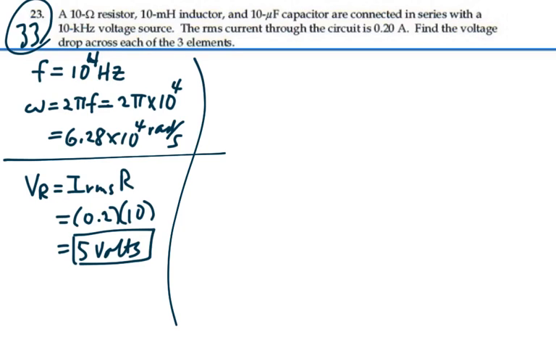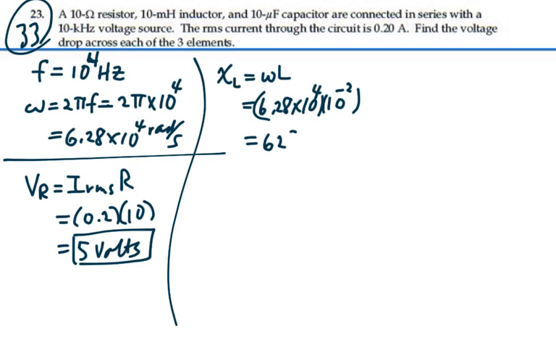To find the voltage drop across the inductor, we need to know the inductive reactance, which is the angular frequency times the inductance. This would be 6.28 times 10 to the 4. The inductance was 10 millihenries, which is 10 to the minus 2 henries. So this is going to be 6.28 times 10 to the 2, or 628 ohms, is the inductive reactance.